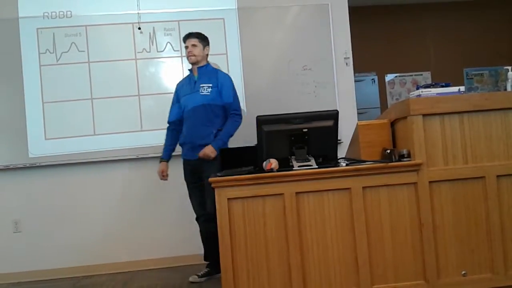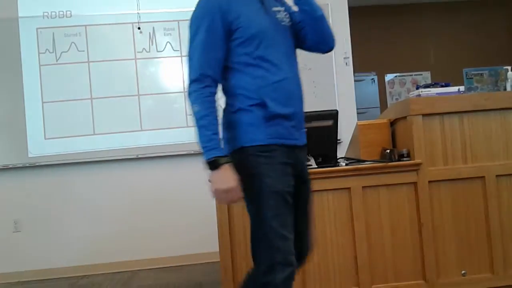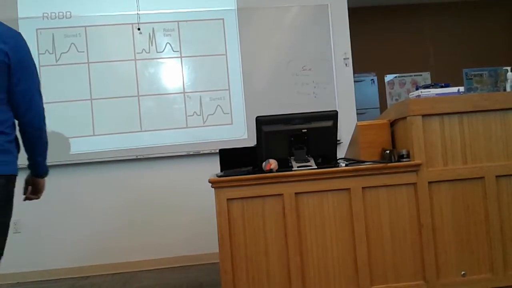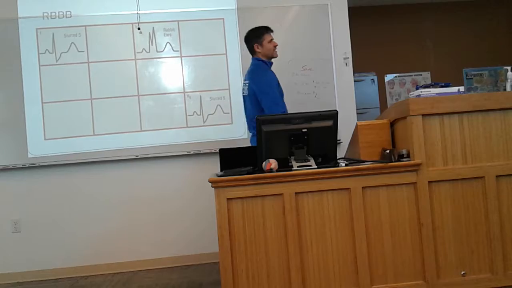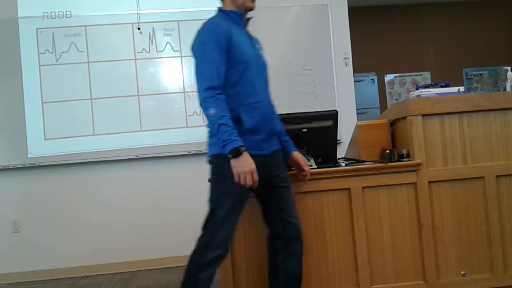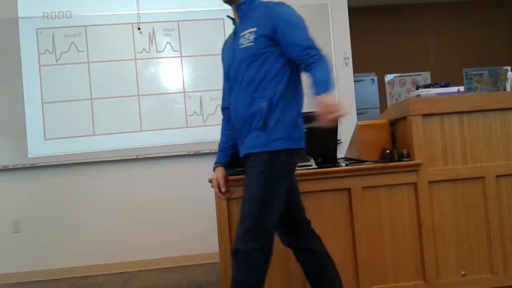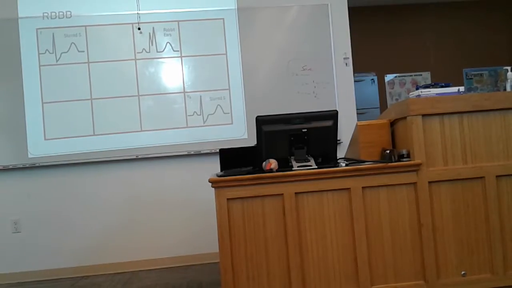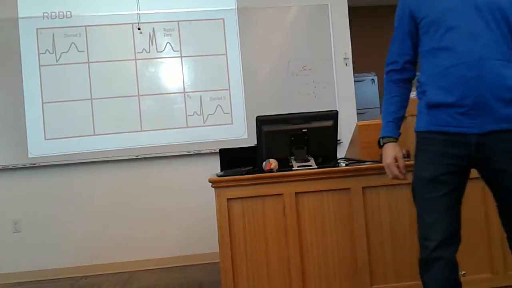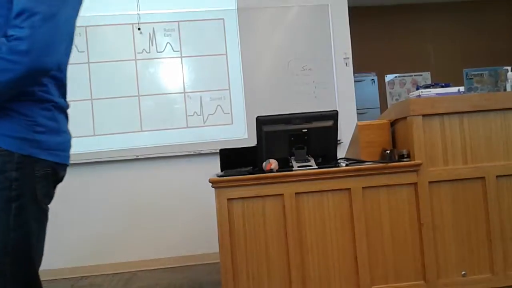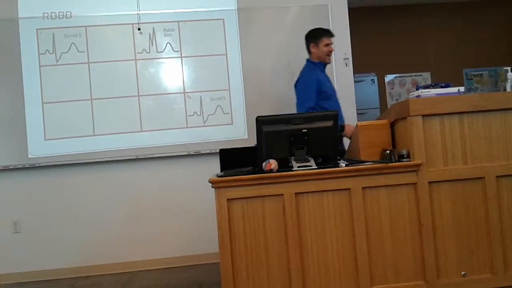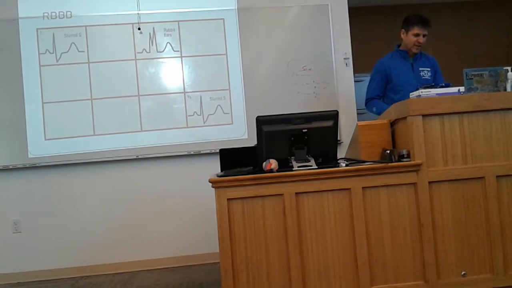V1. What do you see in V1? A QR? A rabbit ear? You have a small R, big Q, large R, and I disagree with him. What do you have? You have an RSR. Why is it RS, not a Q? There's a little upward deflection right there, first negative. Good. So we have an RSR prime pattern in V1. Does it meet the criteria for a right bundle branch block? Yes. Isn't that cool? Then we have it. Good job, guys. Just for kicks, look at number 5.